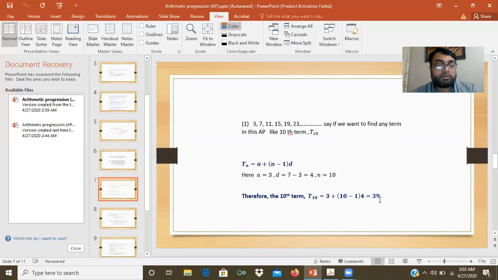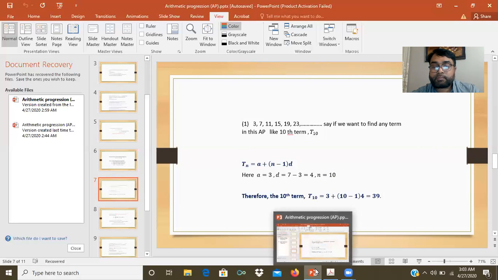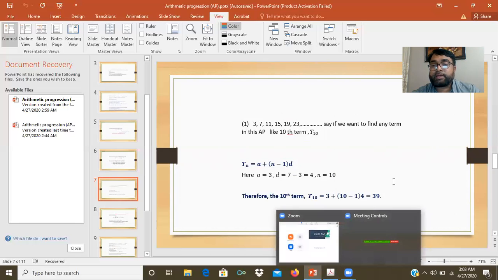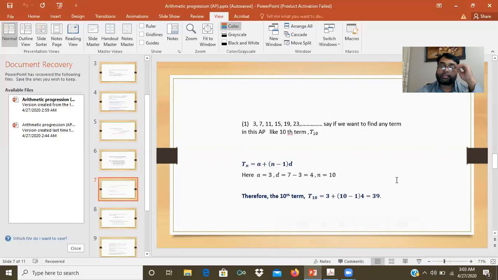So here it is very much clear to us that we can find any term from a certain sequence, especially an arithmetic sequence, by using this formula. Okay.